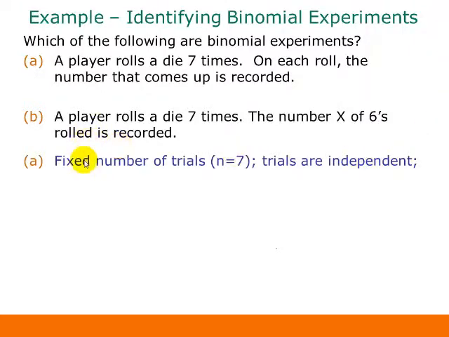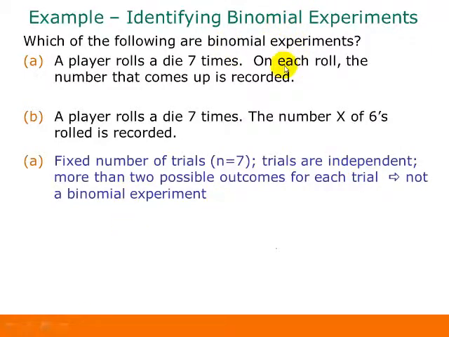So looking at those requirements, we have a fixed number of trials because we already know that the player is going to roll the die 7 times. So our number of trials is 7. Now the trials are independent because each time the player is doing a separate roll. So there's nothing from, say, the first trial that's going to affect any of the later trials. So that requirement is met.